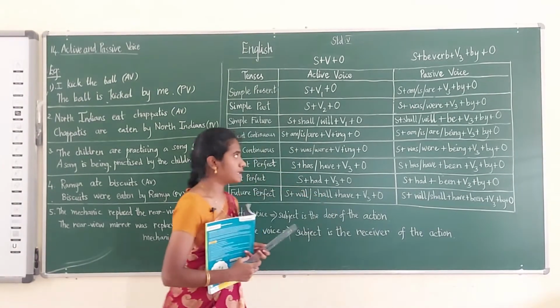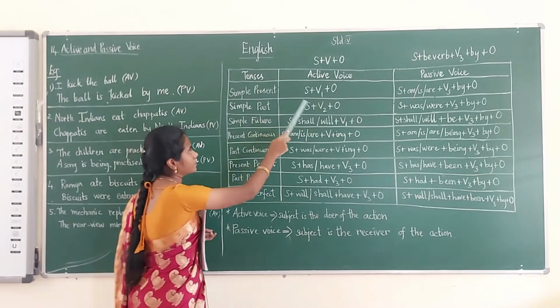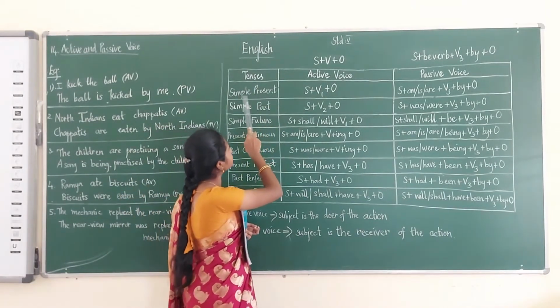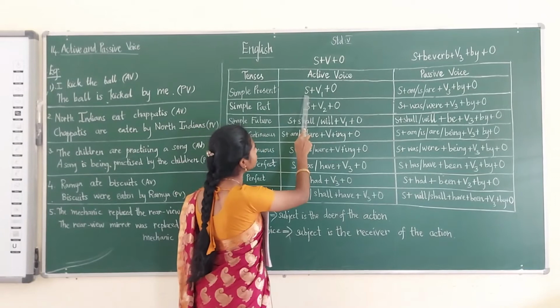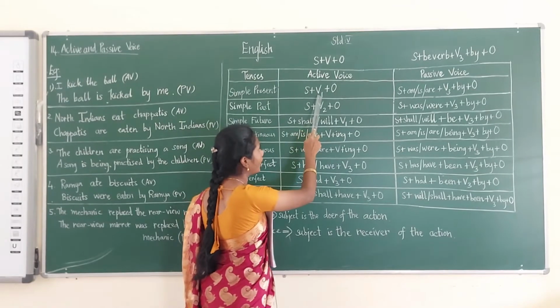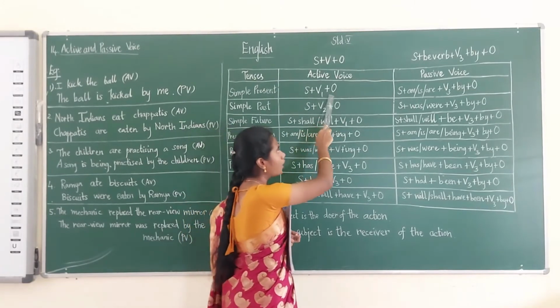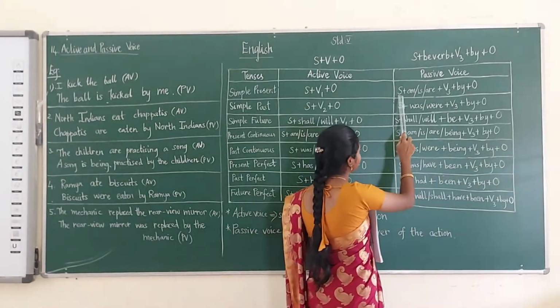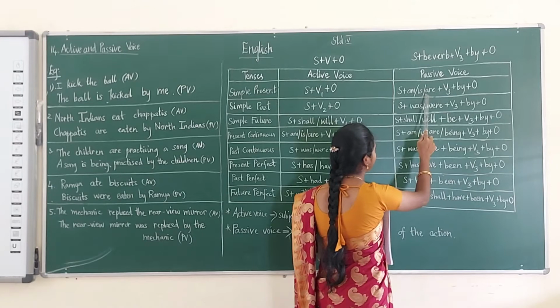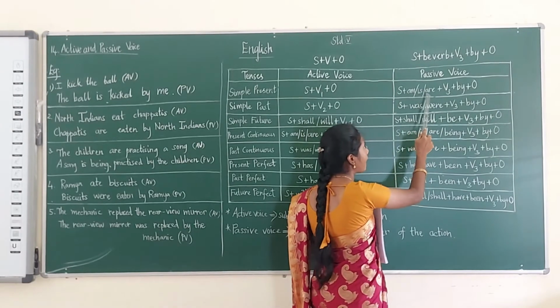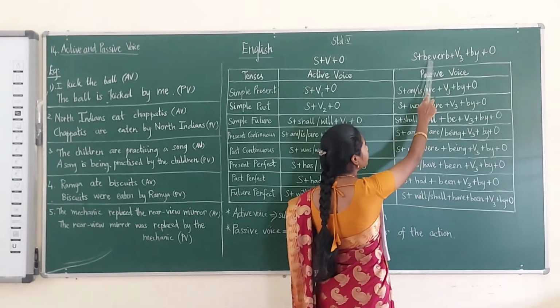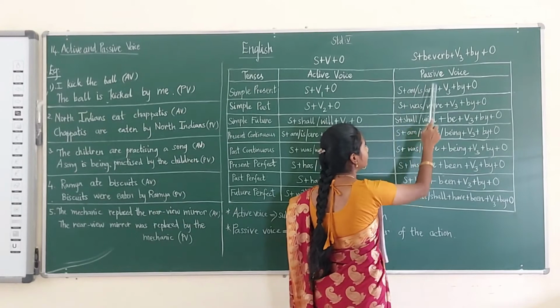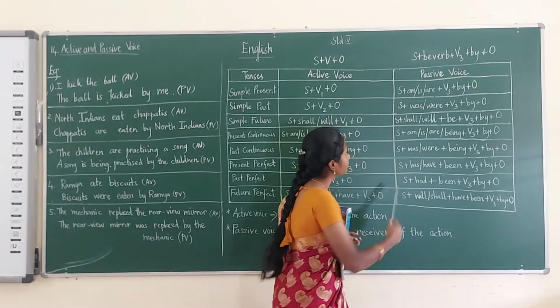Now we shall see these structures. First, simple present. The structure is subject plus verb 1 plus object. How do we write it in the passive voice? Subject plus am, is, are. Can you tell me what am, is, are are? Am, is, are are the be verbs here.